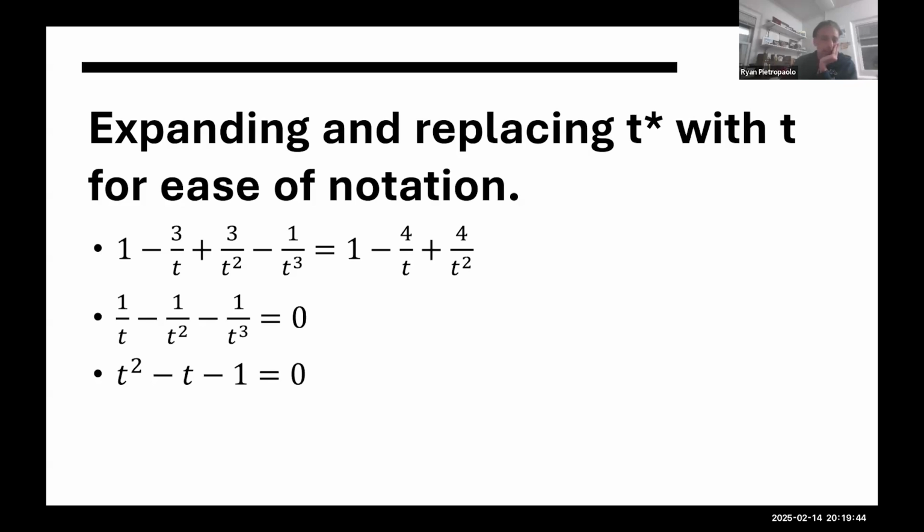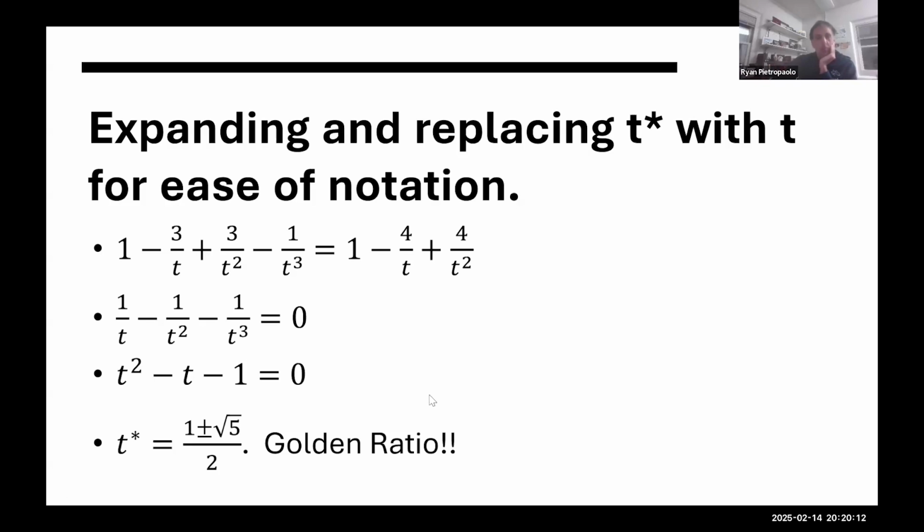Anybody recognize it yet? I know it's late on a Friday night. But when we solve this thing, and again, that was our T star, that's what we're looking for, we get the golden ratio. Again, it just pops up in a lot of places. We get 1 plus or minus the square root of 5 over 2. All right, so we're pretty much done.